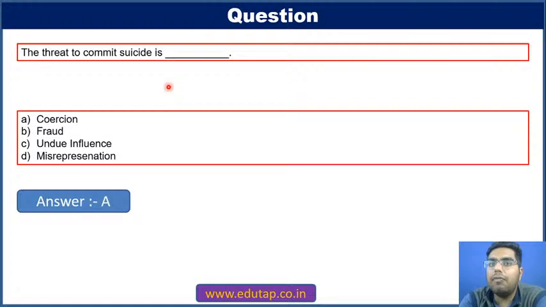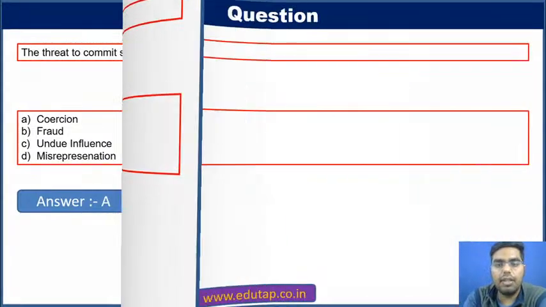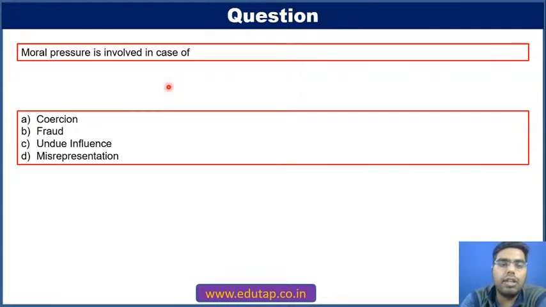Coercion is you're blackmailing someone, or you are putting him on a gunpoint, and then you are making him do any particular thing. That is coercion. Next: moral pressure is involved in case of dash. Coercion, fraud, undue influence, or misrepresentation. Moral pressure or societal pressure, you can say.